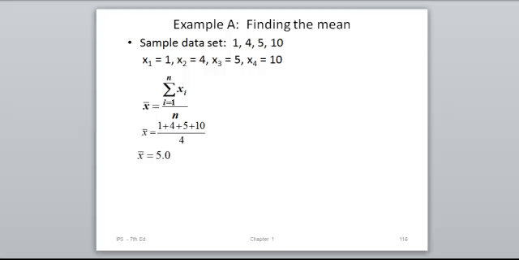Here's our data set, 1, 4, 5, and 10. So my first data value is 1, my second data value is 4, my third data value is 5, and my fourth data value is 10. And I want to find the mean. So I'm going to add up all my data values from 1 to 4 and then divide by 4. So I add 1 plus 4 plus 5 plus 10, divide that by 4, and I get the mean of that data set to be 5.